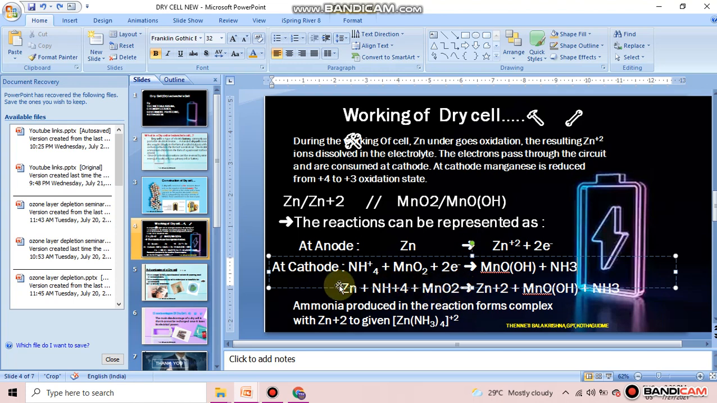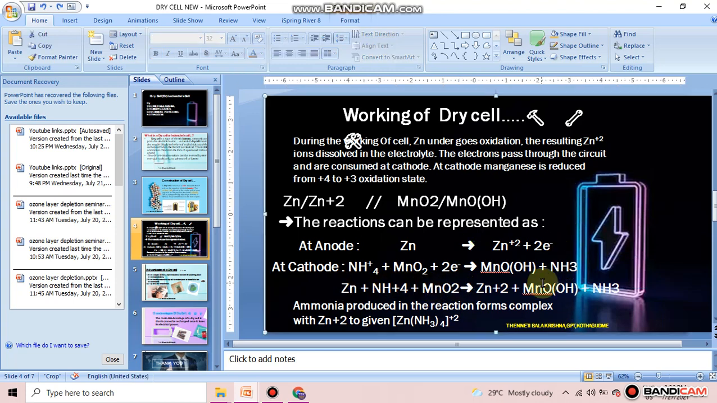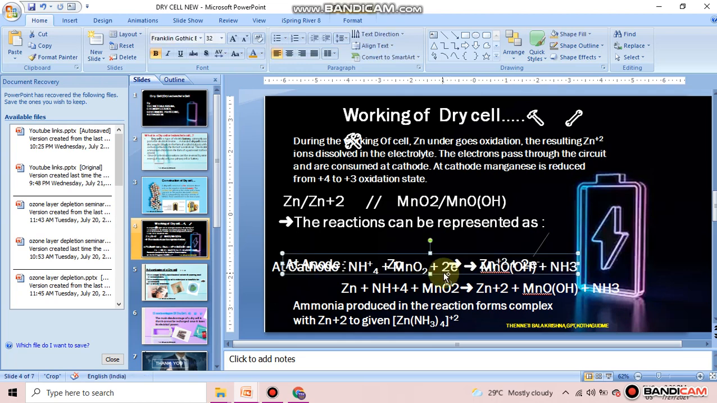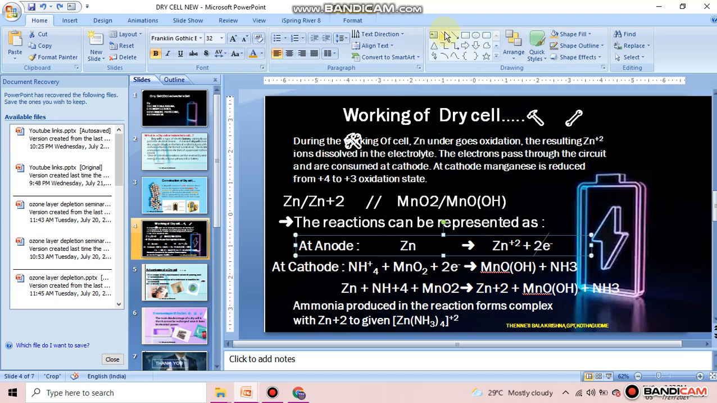So write the net or overall reaction. Overall reaction means the combination of two reactions. When combining the two reactions, the 2 electrons from the first reaction and the 2 electrons from the second reaction cancel.